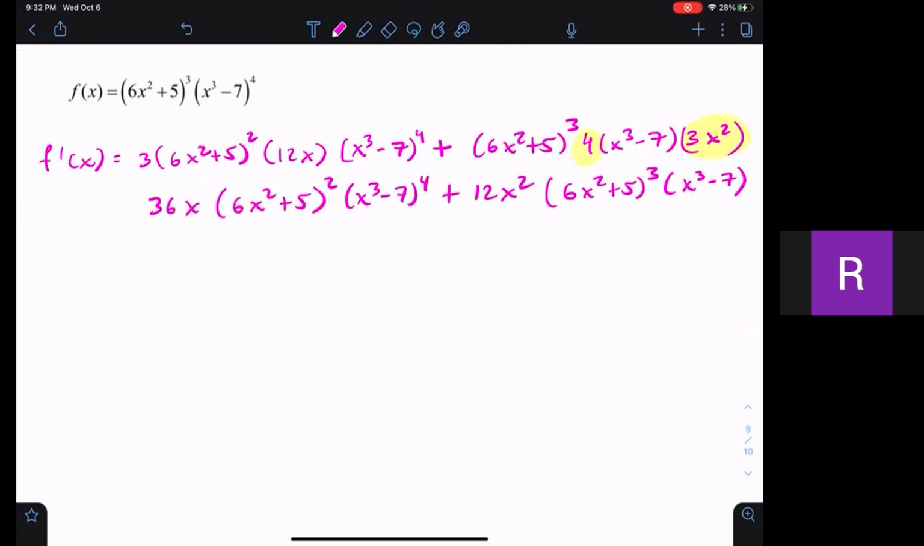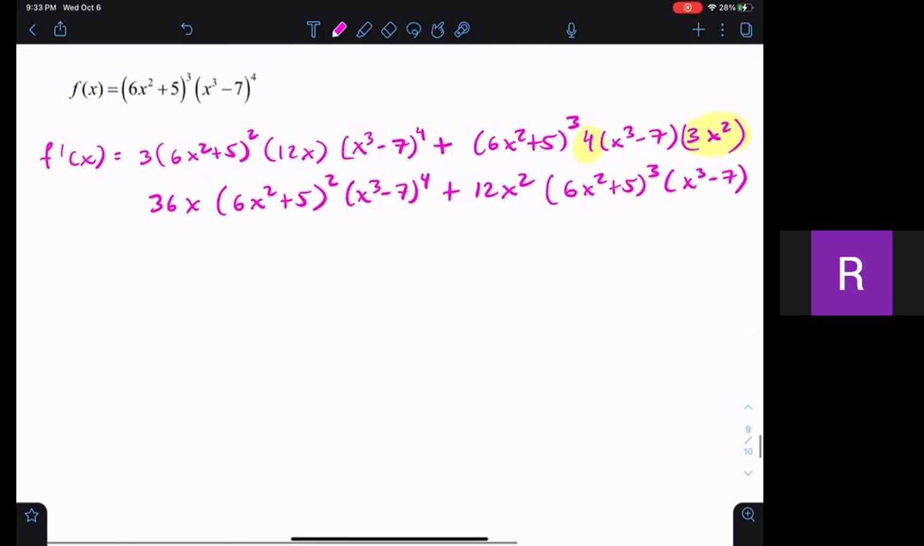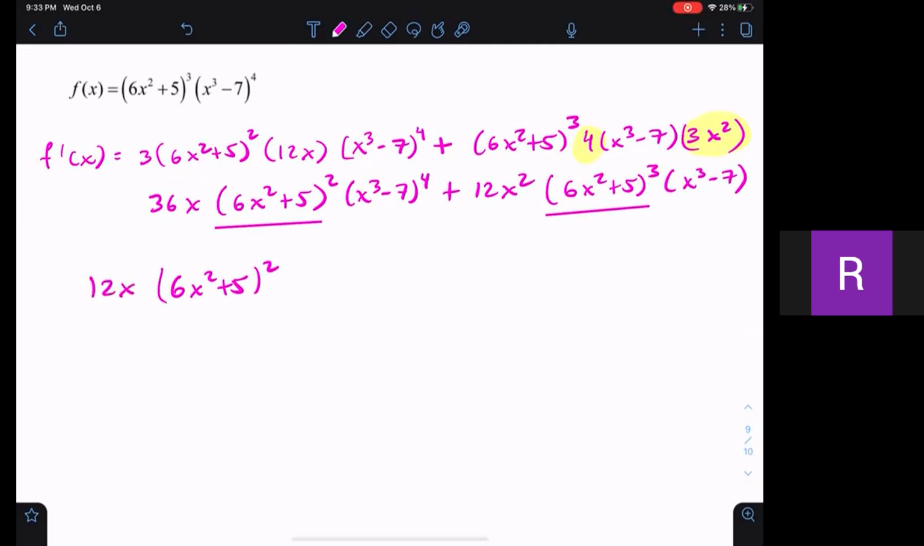Now we need to do the factoring, right? So we have this term and this term. You put the one that has the least power. So it should be this one. Then the 36 and the 12, that's 12x, right? For these two numbers. And what else? The 3x, this, oh, sorry. This one and this one, we pull out the x cubed minus 7 to the first.